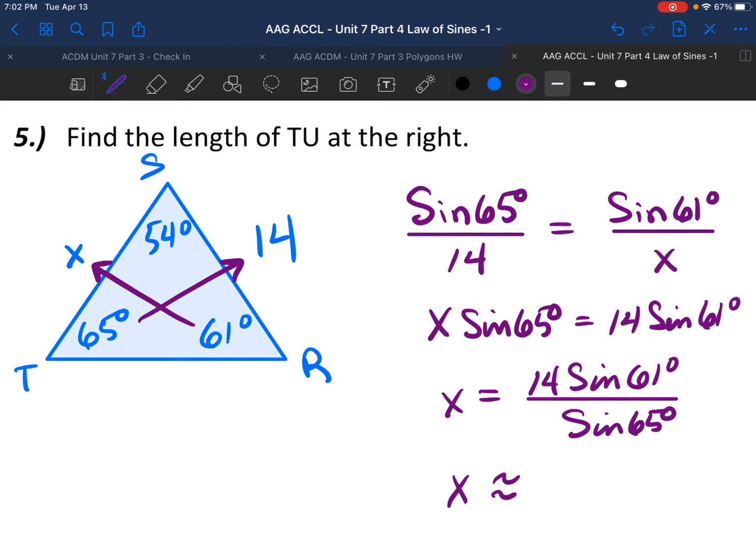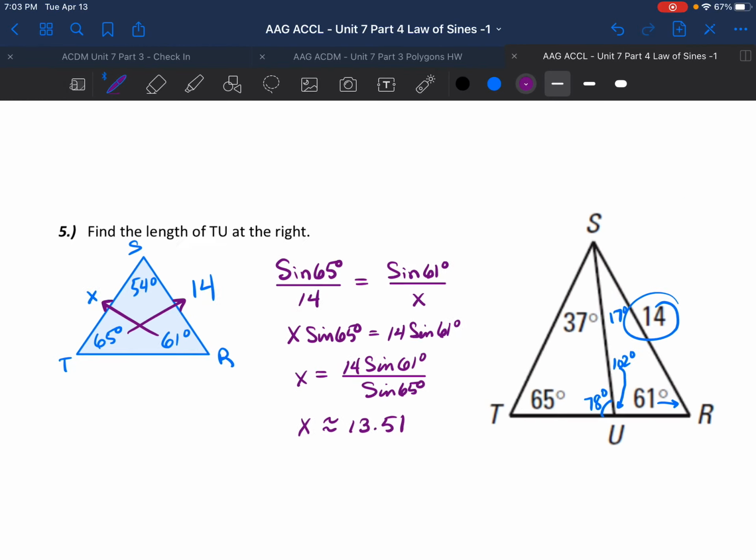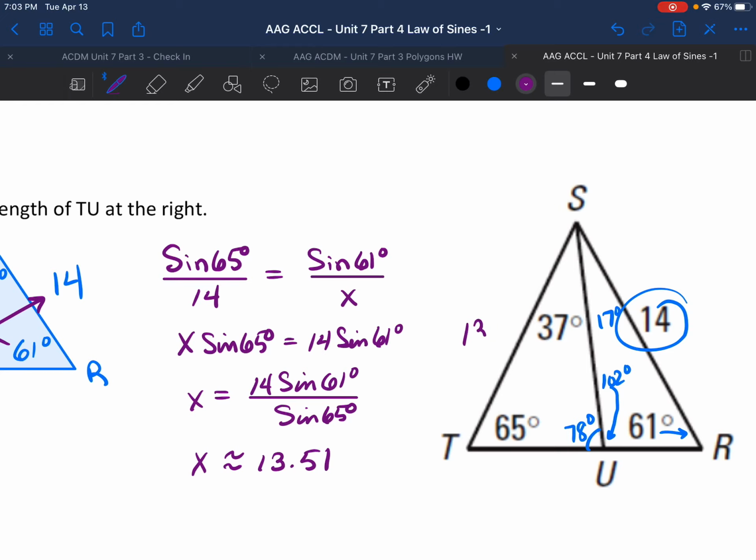At this point in time, I'm going to go to my calculator. I'm going to type in my values. I'm getting approximately 13.51, which makes sense, right? We tried to predict that it was going to be a little less than 14, so that makes sense. Now, what I'm going to also do is put 13.51 over here, all right, as side ST.